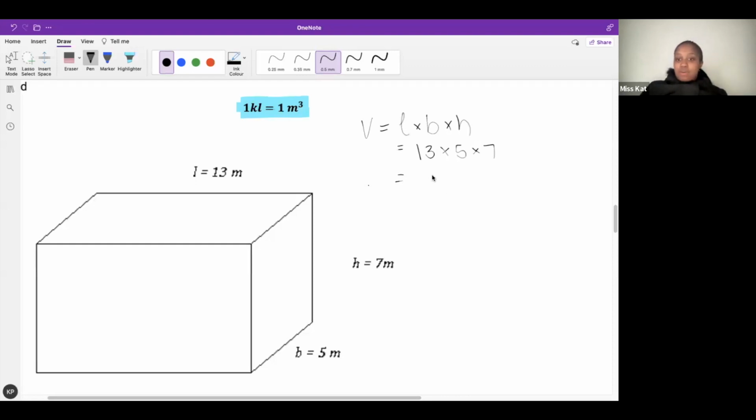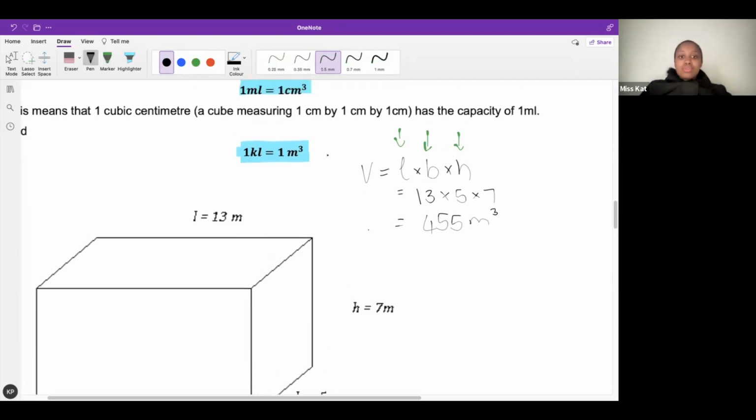What's 13 times 5 times 7? Thank you very much, Tammy. 455. Let's add the unit now. We're back to unit. Meters cubed. So remember what I said about the 3 dimensions? Look here. The reason it's meters cubed is because we are multiplying 3 dimensions. So it's a meter times a meter times a meter. So that's how we end up with 3 of those. Okay, so now convert this to capacity. Are we going to use milliliters or are we going to use kiloliters?